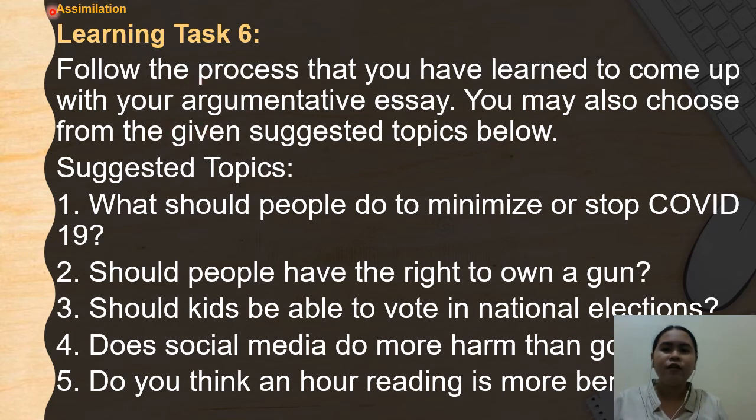So, again, for this learning task, you're now going to compose your own argumentative essay. Yes po, magagawa na kayo ngayon dito sa part na to ng argumentative essay. So, sa inyong answer sheets, ilalagay nyo na to, learning task number 6, and then the topic, the title of your topic. Halimbawa, ang topic nyo dito ay what should people do to minimize or stop COVID-19. Tapos, ayan na, si introductory paragraph, and then si body, and then si conclusion ng inyong argumentative essay. Next one.